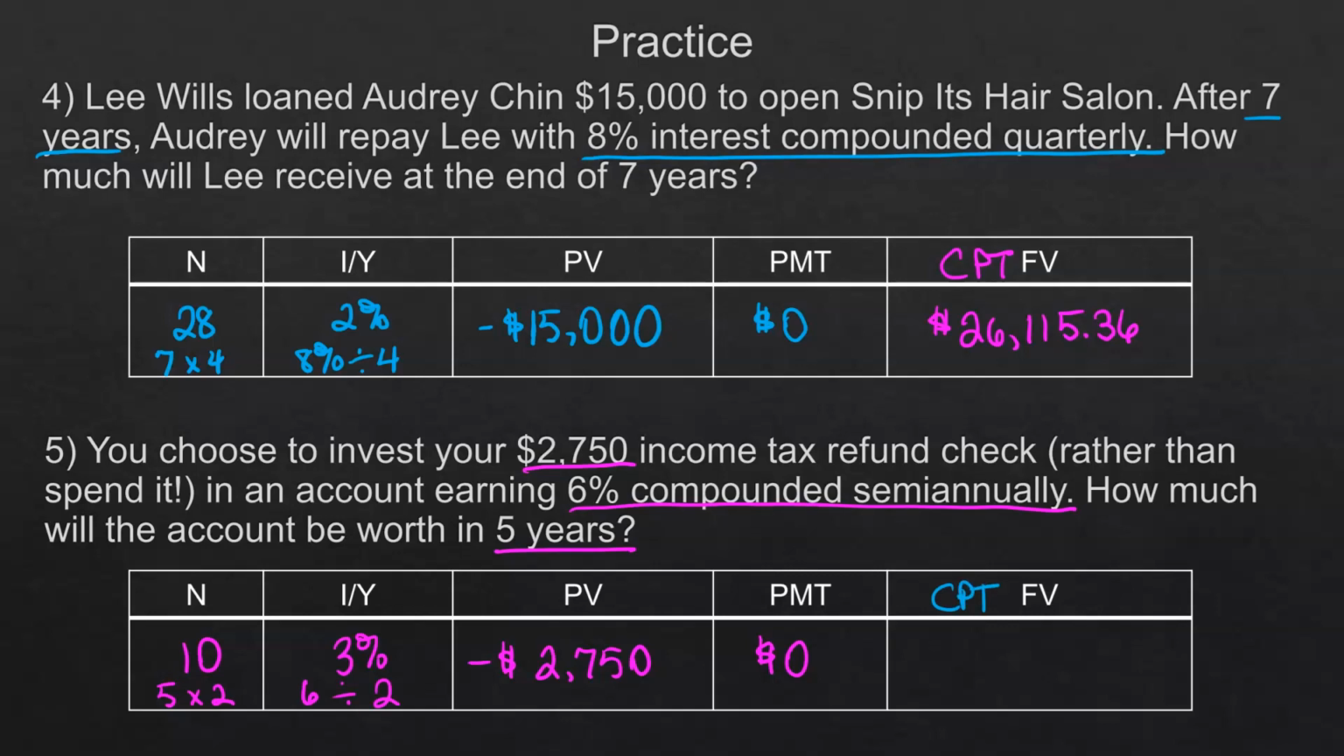Okay, so just get this all on your calculator. Push compute future value, and you will see that it grows to $3,695.77. So that's how much you end up with that investment. So let's see, what was that? That was 5 years, and you earned close to $1,000 of interest.